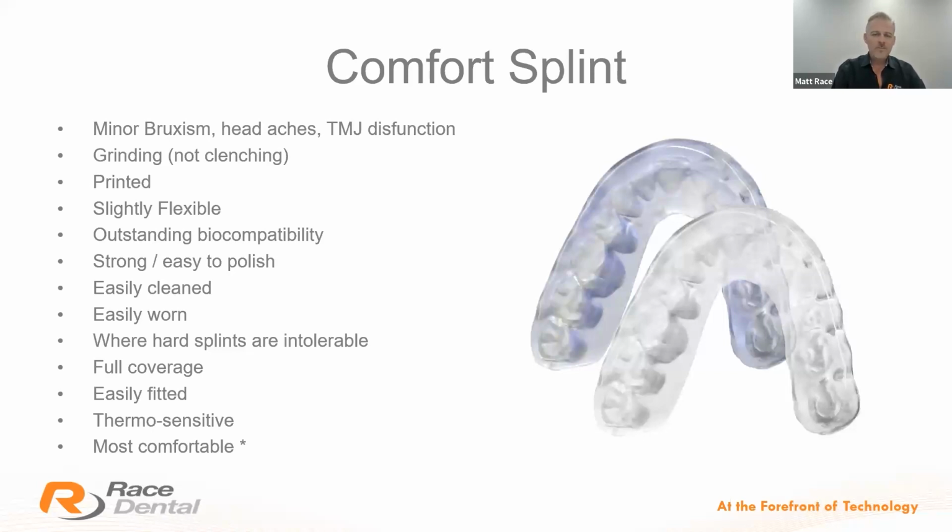So where the hard splints are not tolerated by some patients, these medium splints could be a perfect answer or something in between. It is full coverage, posterior coverage, so not good for clenching, but awesome for that Michigan setup. They're easily fitted by clinicians because they're a little bit softer as well. They're thermosensitive, so in the mouth, when they come up to body temperature, or up to a maximum of 33 degrees or more, they actually soften a little bit, and that's where they get their name as the comfort splint. So this is our most popular splint, or our most requested splint.